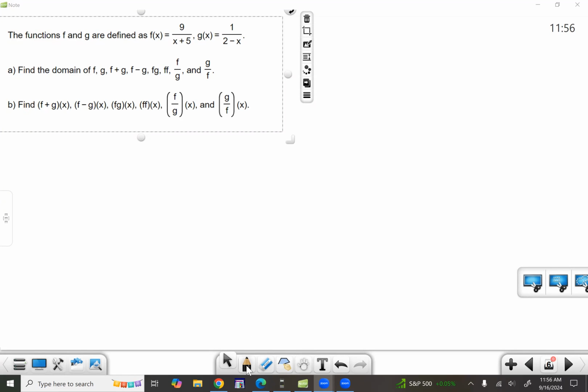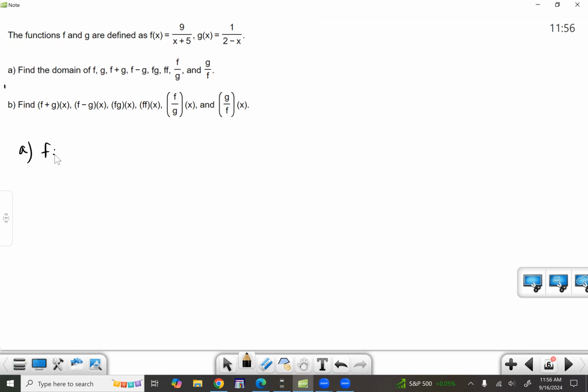Let's take a look at number 11 from homework 2.2. All right, so we're going to start off by finding all those domains. So let's take a look at F. F is a fraction, so we are going to have domain restrictions. Remember, you get domain restrictions when you have a fraction or a radical at this point.